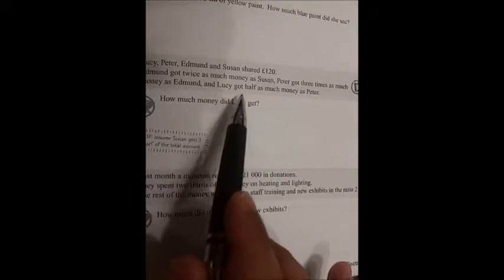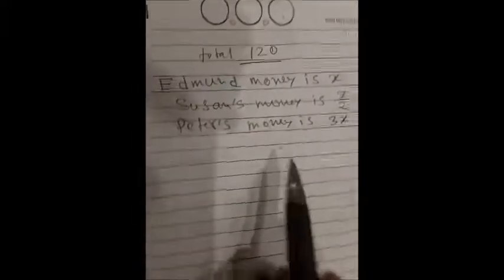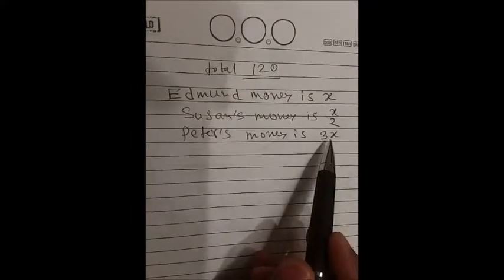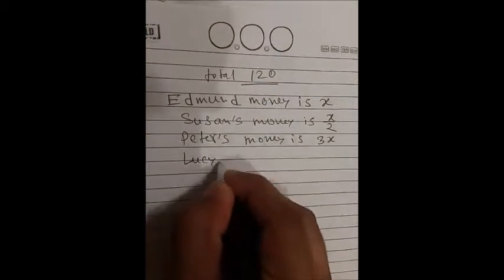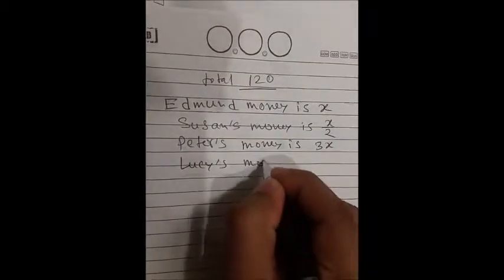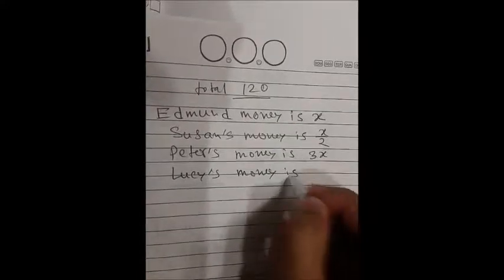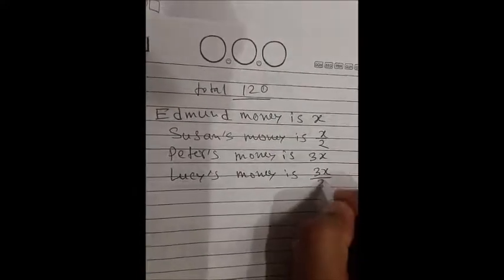And what is the last condition given? Lucy got half as much money as Peter. So now Peter got 3x, so Lucy will be 3x divided by 2. So Lucy's money is 3x by 2. So now, in terms of x, this is everybody's money.